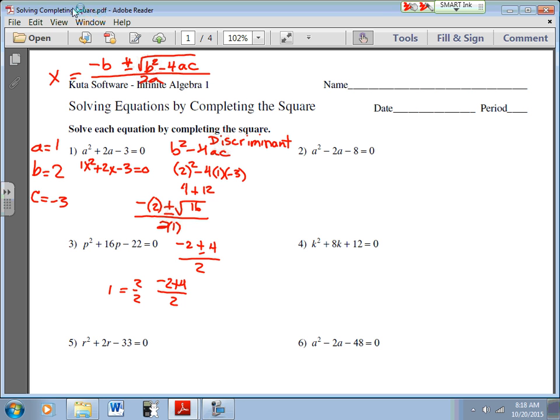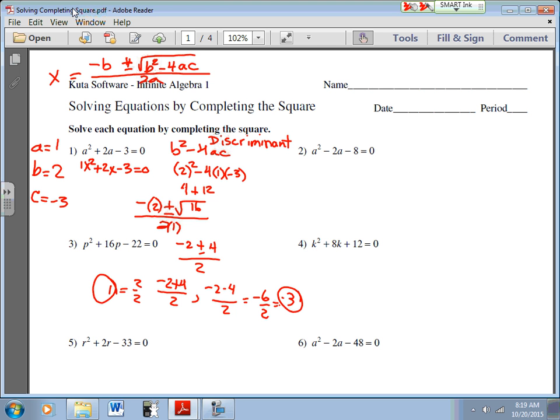Could you tell me the other one, Sandra? What would be the other answer? Negative 3. Okay, negative 3, and the way you did it was negative 2 minus 4, all of it divided by 2. That's going to give you a negative 6 over 2, and that's a negative 3. Yeah? So the x-intercepts are positive 1 and negative 3, right?